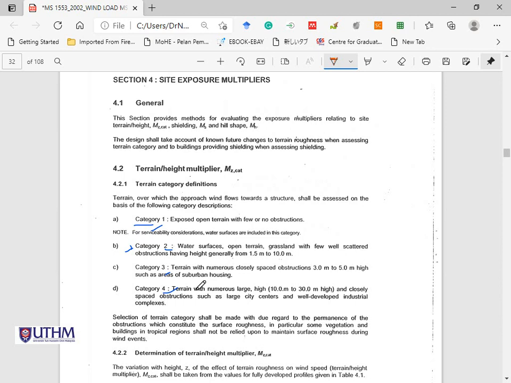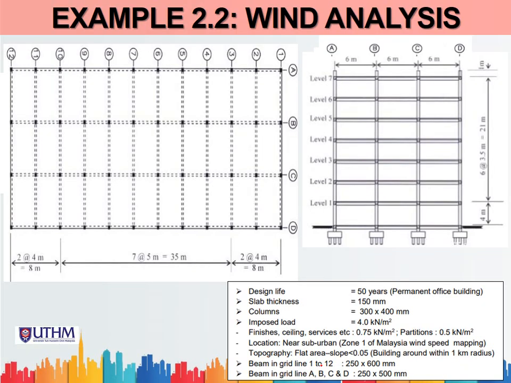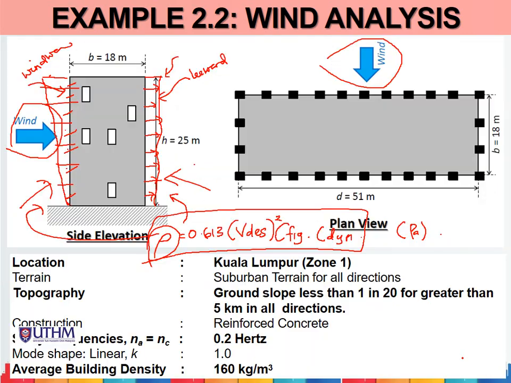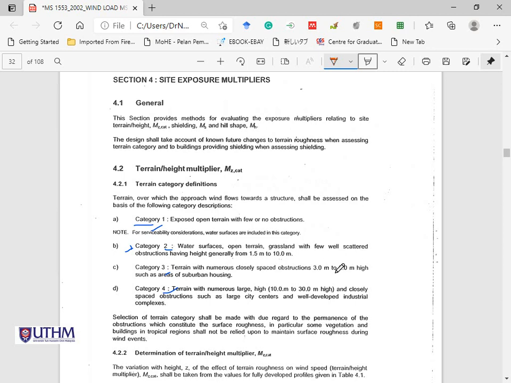If you look at the early question, it stated that the topography here is a flat area, slope less than 0.05, buildings around within 1 kilometer radius, and also the ground slope less than 1 in 20 greater than 5 kilometer in all directions. Yang ini adalah space obstruction 3 meter to 5 meter height. Okay, the suburban. Mention suburban kan earlier tadi.